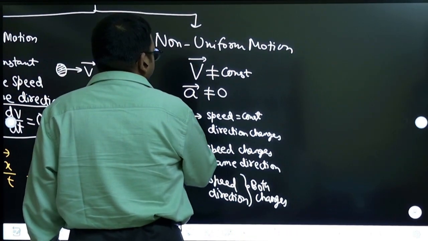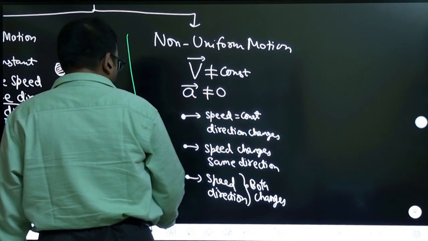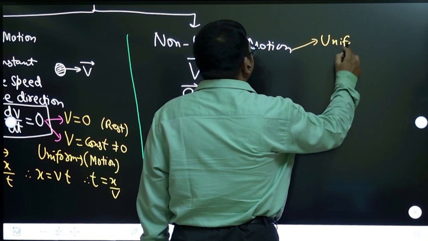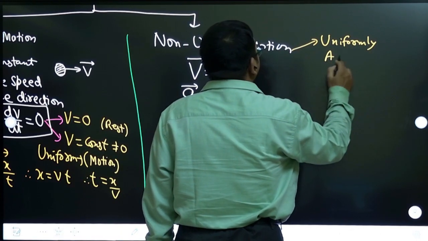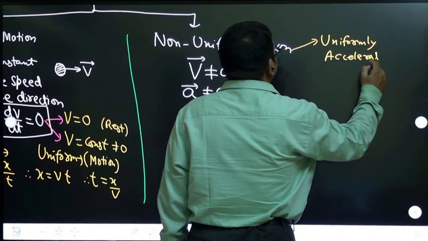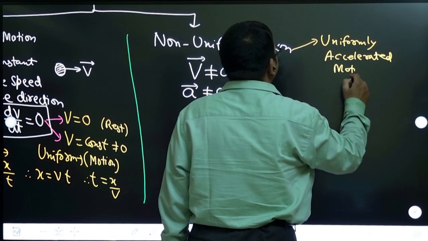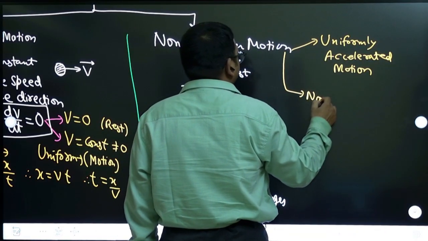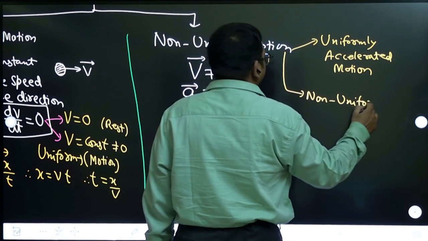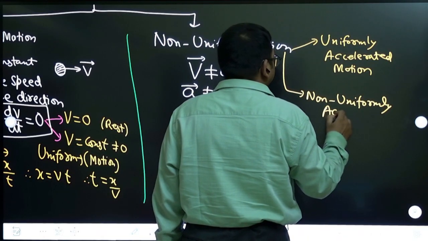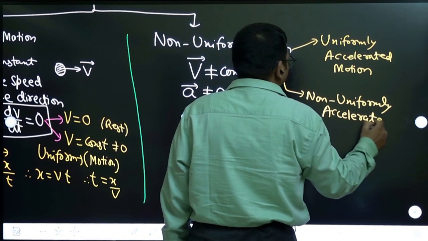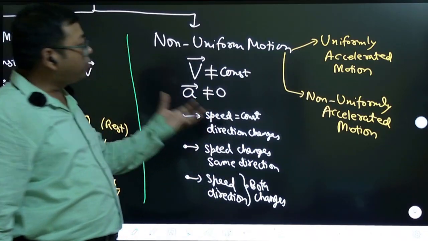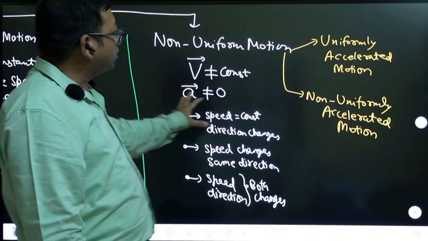What are those two categories in non-uniform motion? One category is called uniformly accelerated motion, and another category is called non-uniformly accelerated motion. Two types. So non-uniform motion means accelerated motion.